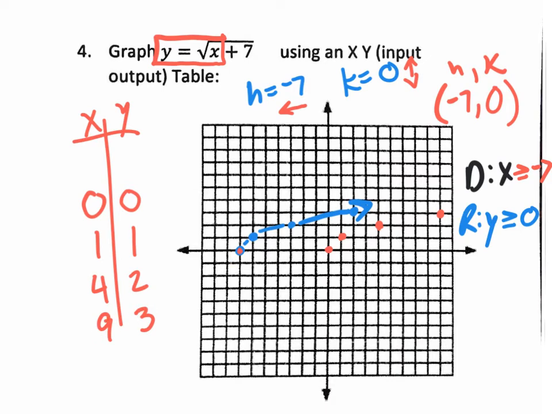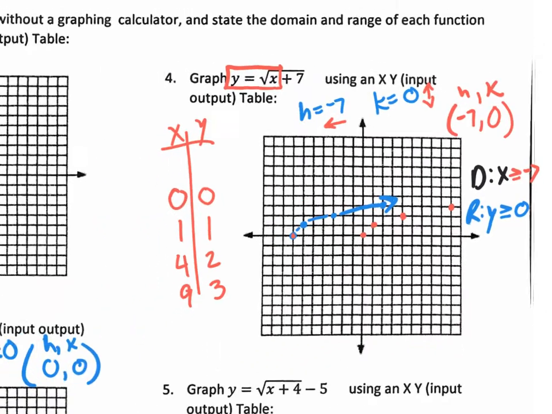So it's up to you if you want to graph the original ones and then shift, or if you want to take away this value from your x's, or if you had a k value, you'd also have to take it away. I'd rather just shift. It's a little easier for me.